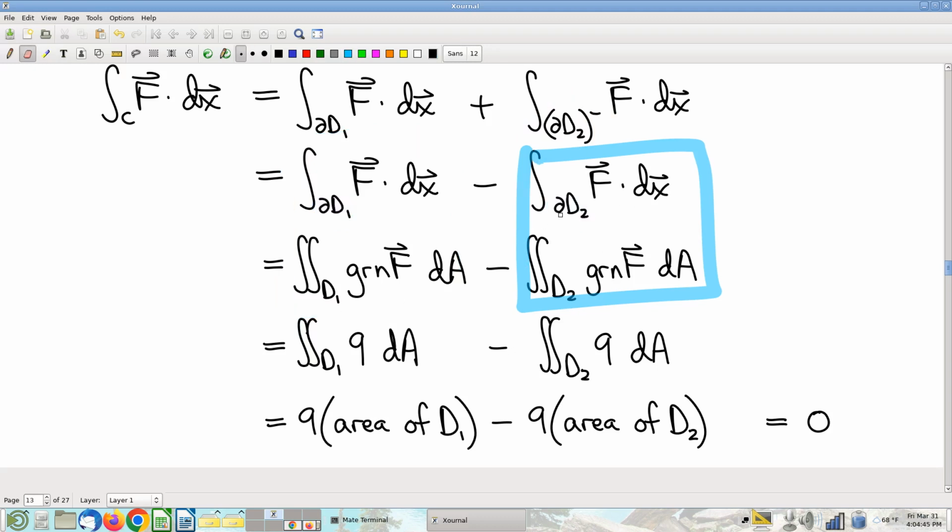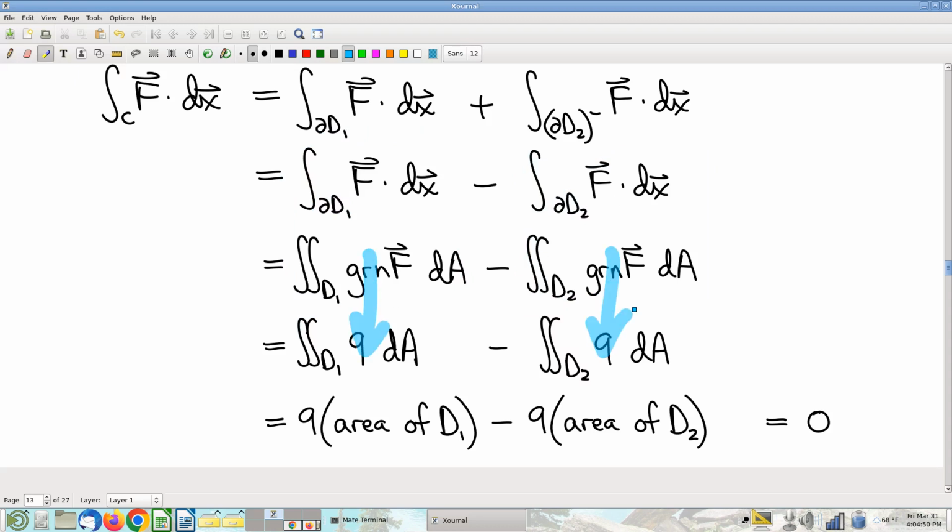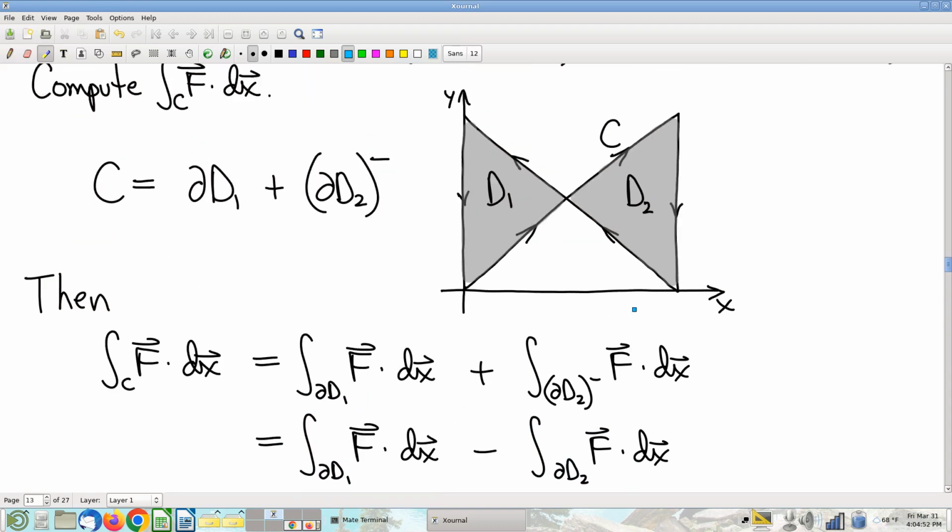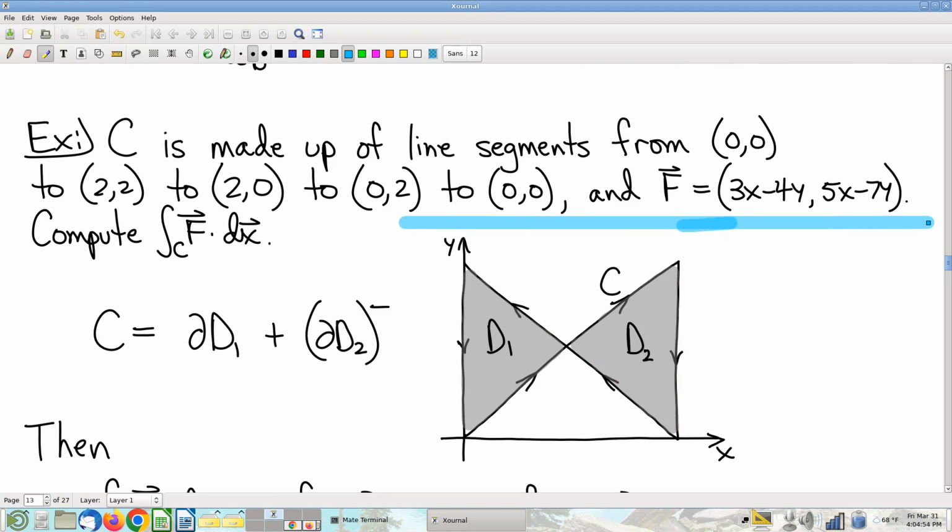And then you compute Green's operator. This is just a little bit of algebra, right? You take the appropriate partials of this. dQ/dx is 5. dP/dy is minus 4, and 5 minus negative 4 is 9.